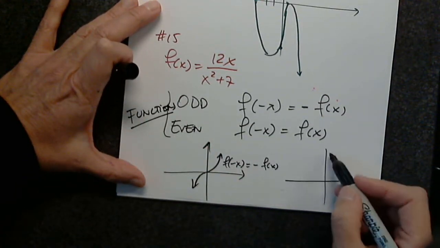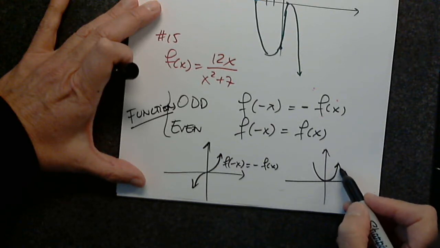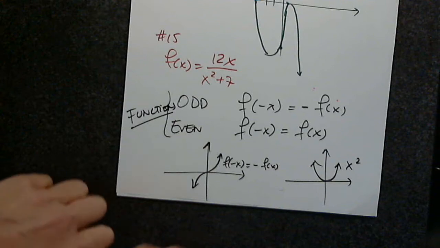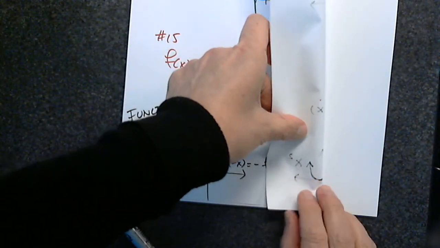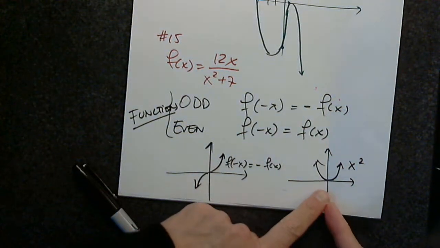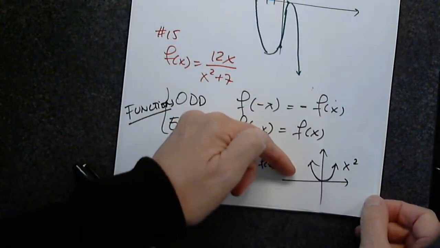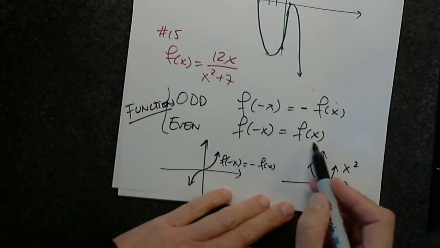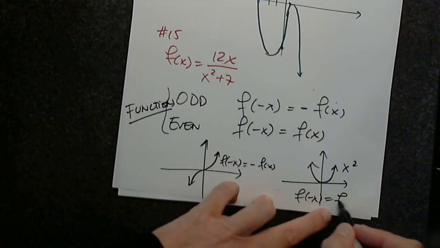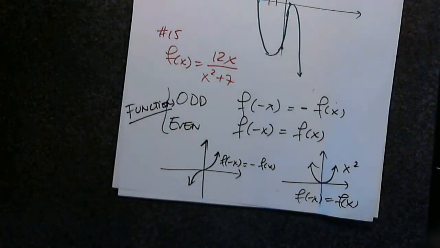Now for an even function, the simplest example is x squared. I can fold the paper with respect to the y-axis, and you see it will overlap. So it means that f of negative x equals f of x. So if I replace everywhere x by negative x, nothing will change. I'll still have the same function. Why is it important to know whether a function is odd or even? It will be easier to graph. So it's always good to know whether a function is even, odd, or none of the above.